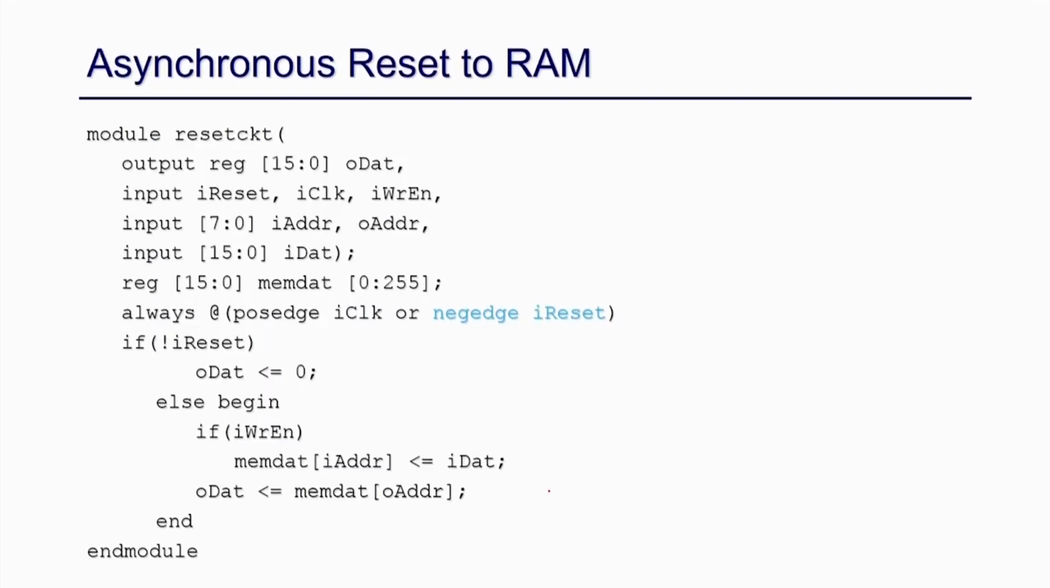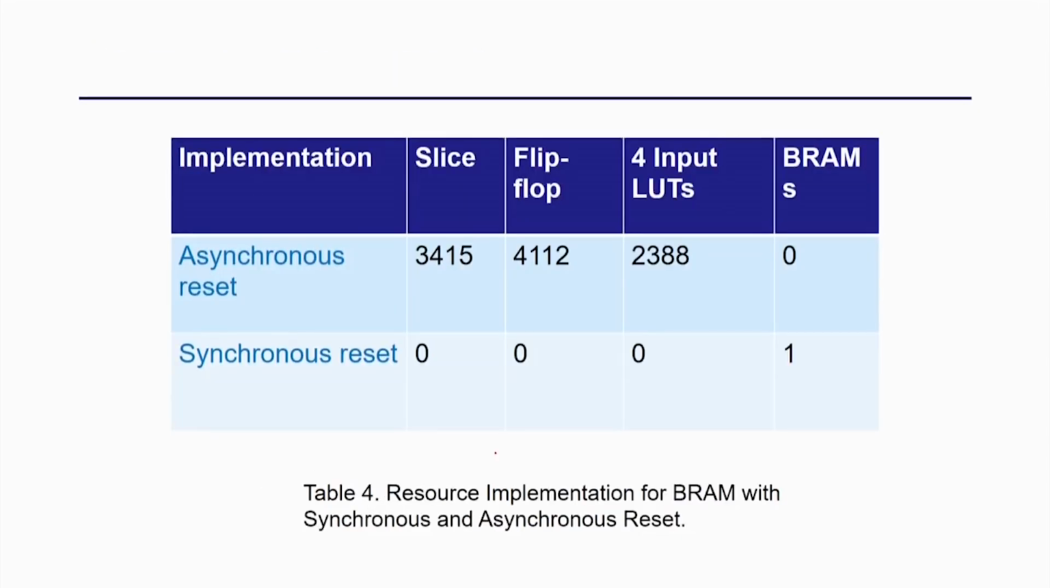Okay. So, let us take an example here. In this particular RAM I have an asynchronous reset, and I am just resetting that register when this RAM is accessed. If it is an asynchronous reset, then the problem is that this particular big memory cannot be mapped to the RAM, and what will happen here is that it will map to the normal registers, and you can see the difference.